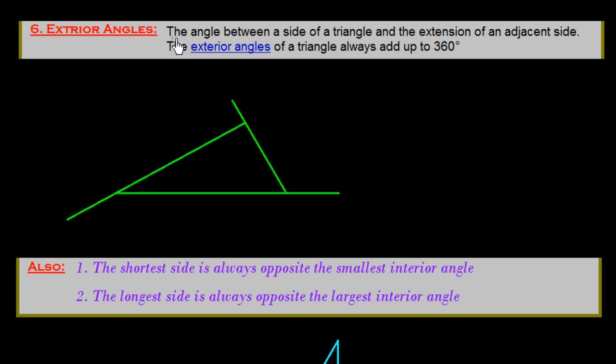The exterior angles: we see the angle between a side of a triangle and the extension of an adjacent side. The exterior angles of a triangle always add up to 360 degrees. So here you see this angle, the angle between a side of a triangle and the extension of the adjacent side, then this angle, then this angle. So these angles are exterior angles, and for the sum of all these exterior angles, first I give the name to this.